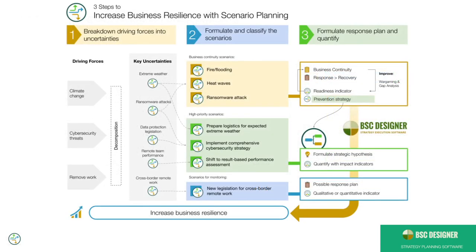This diagram explains how to use scenarios in strategic planning. It is divided into three steps. Step 1, analysis and decomposition of the driving forces. Step 2, formulation of the scenarios. Step 3, formulation of the response plans.